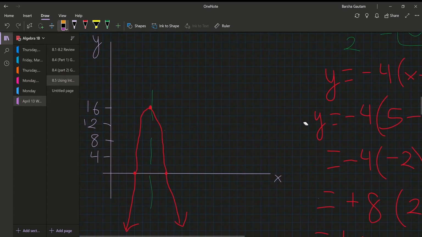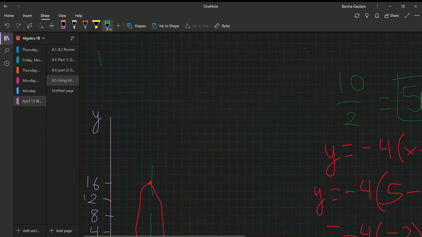So let's take a look at our graph. Our domain is our x. So take a look at the graph. How many different points do you think you could possibly put from the x-axis on here? It's infinite. It goes on forever and ever. So for the domain, you would write all real numbers.